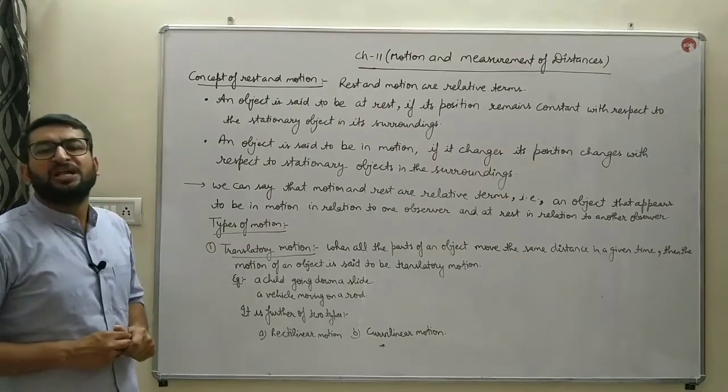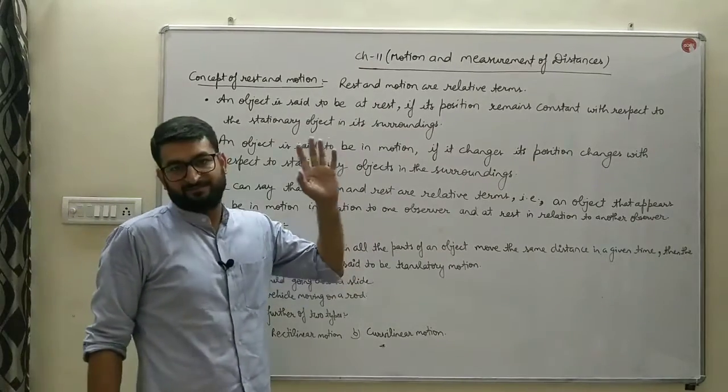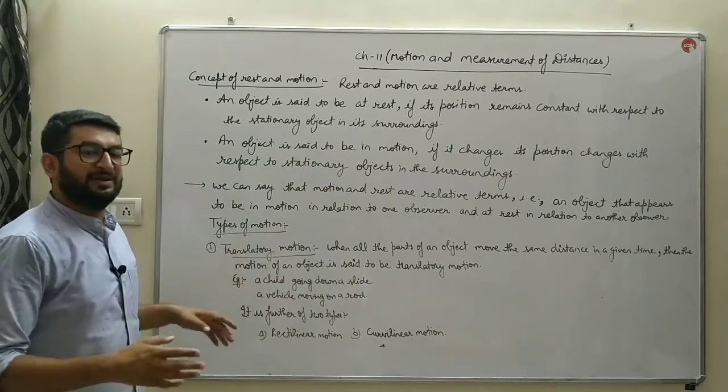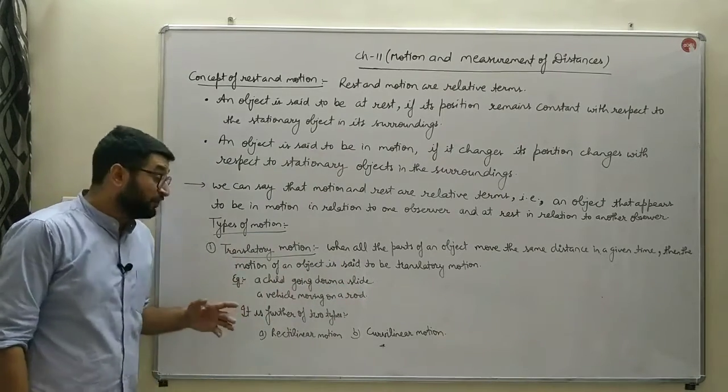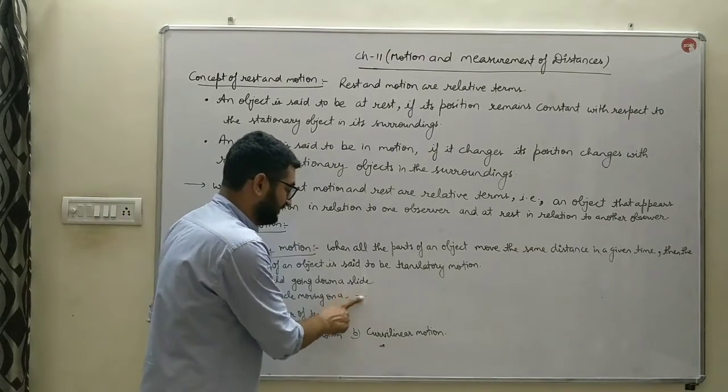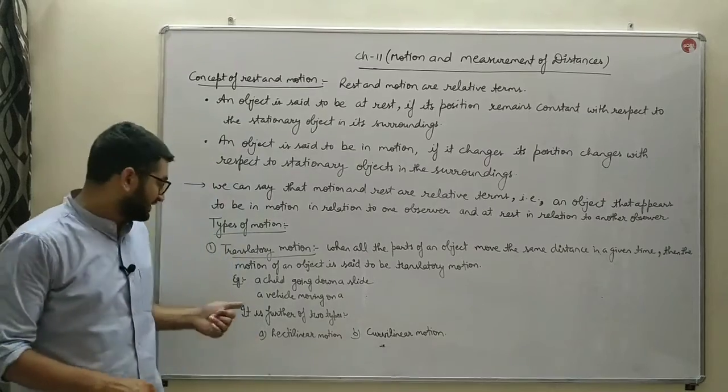For example, a child going down a slide. I am pulling a drawer out of the wooden cabinet. A vehicle moving on the road. The spelling of road is incorrect here. It's R-O-A-D, road. Next.